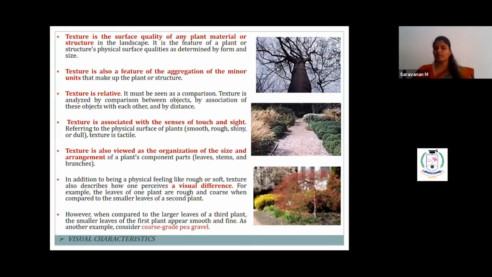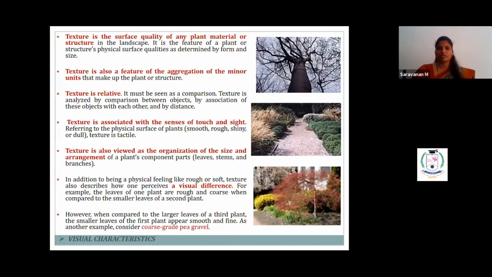So your texture can be seen in different parts of a plant, for example, your leaves, stem, and branches. Some of the texture can be visual from a distance also. From a distance, we can actually see what kind of texture the plant has. In addition, there's a physical feeling, like rough and soft texture, which is also described. One perceives a visual difference. For example, the leaves of one plant are rough and coarse when compared to the smaller leaves of the second plant. So it depends on the plant's growth also.